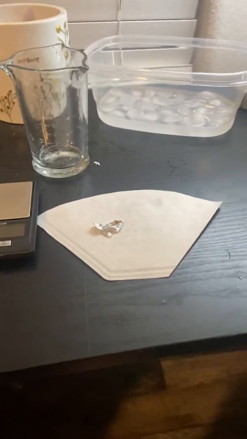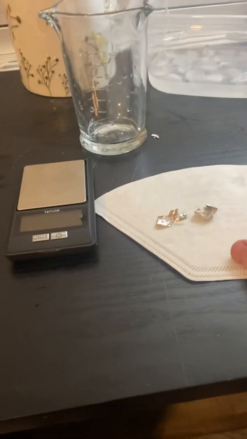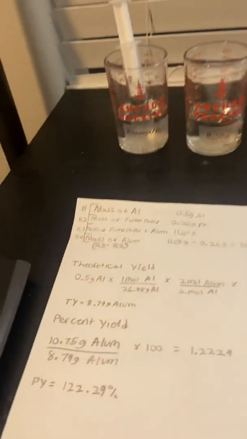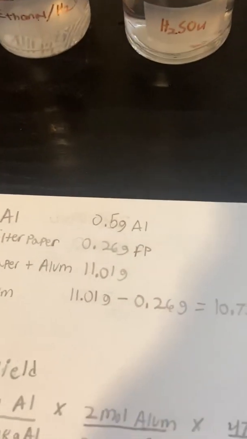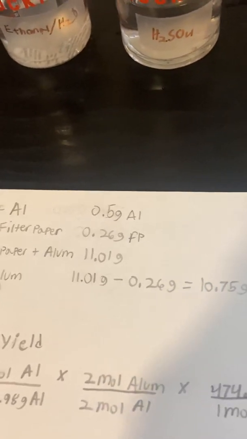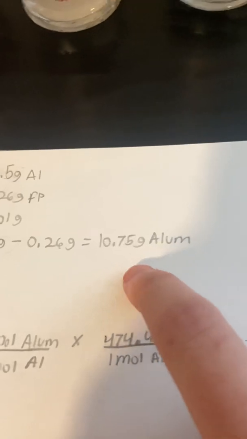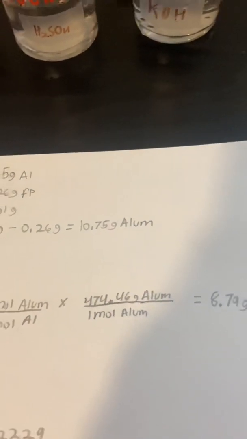Lab 6, Alum Synthesis. For this lab, we are going to need aluminum and filter paper. For the aluminum, we are going to need it to be measured out to 0.5 grams, or we're going to act like it's 0.5 grams exactly, and the filter paper will be 0.26 grams. The mass of the alum at the end, the actual mass, is 10.75 grams of alum.